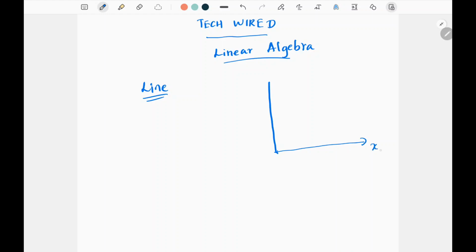So this is how we represent it in 2D. This is x1, this is x2 for simplicity. We all know this is a line, right? This is a 2D representation. In 2D they call it a line. In 3D they call it a plane. In n dimensions they name it a hyperplane.